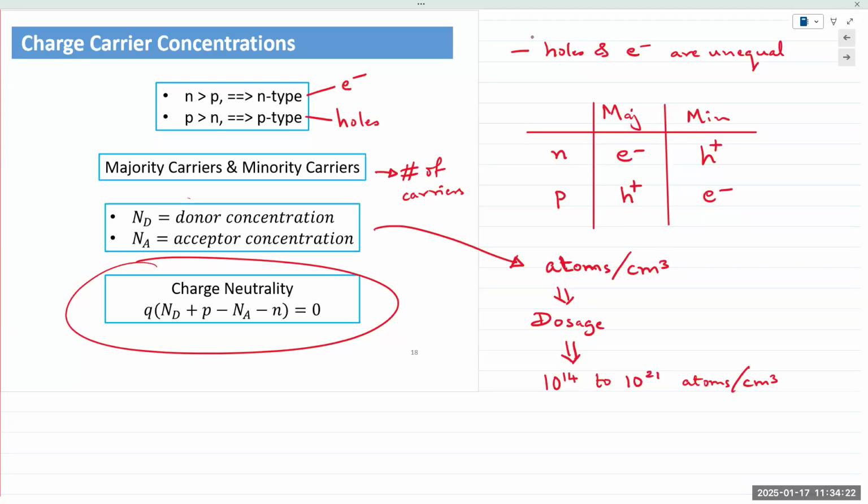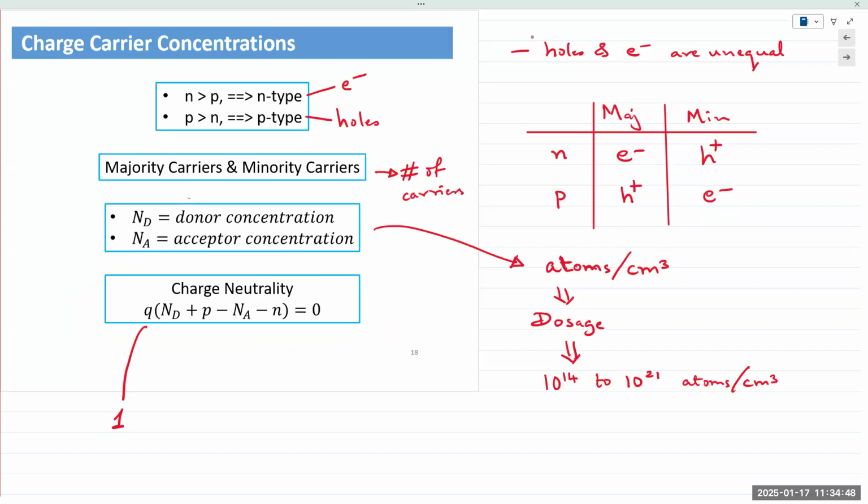Okay, charge neutrality. Q, of course, is the one individual charge. Nd and Na are the number of donor atoms and the number of acceptor atoms. P and N are the total number of holes and the total number of electrons that are present in a material.